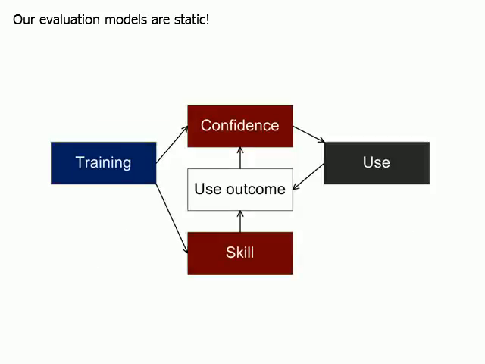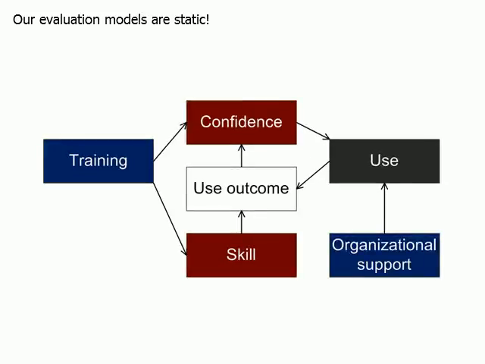We then add 2 other components. One is organizational, training, and one is psychological, skill. The program theory is that if the training is any good, it will influence both confidence and skill. Next comes organizational support that directly influences use. Or put another way, if your boss tells you to do it, you'll do it.